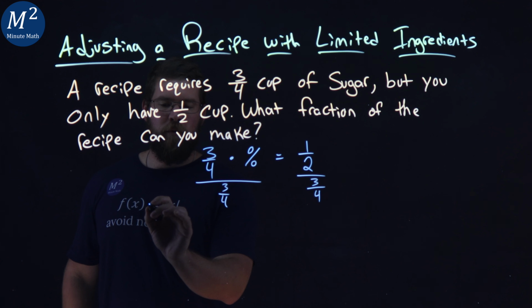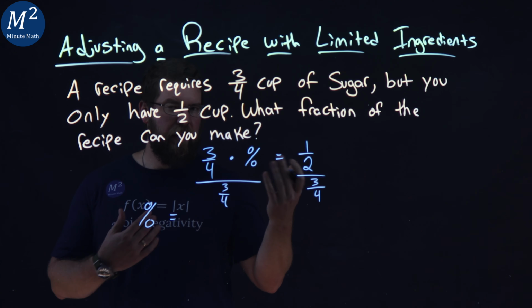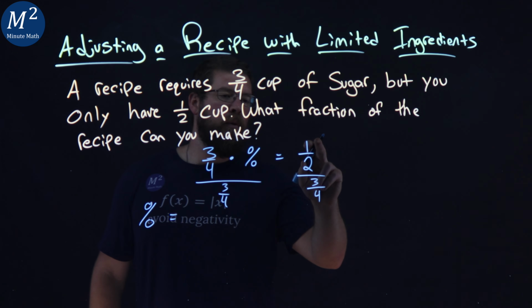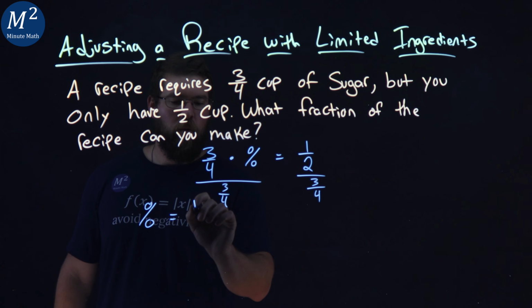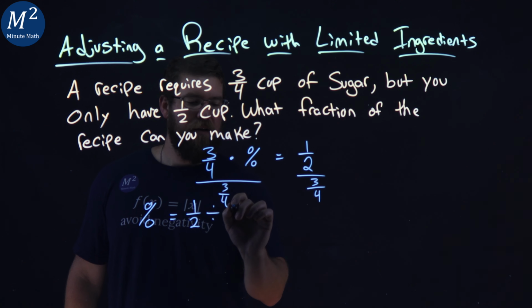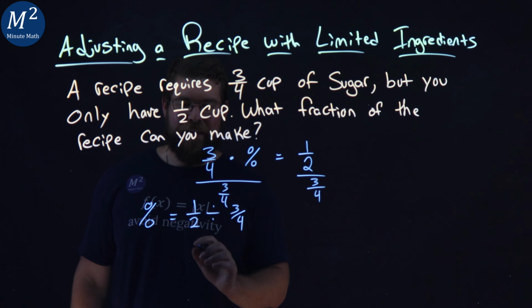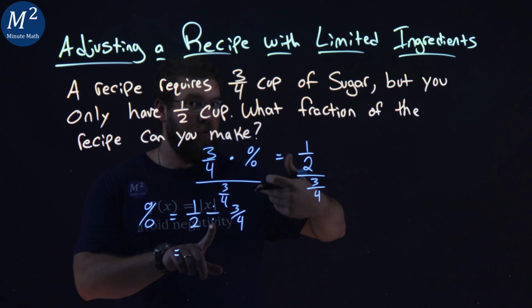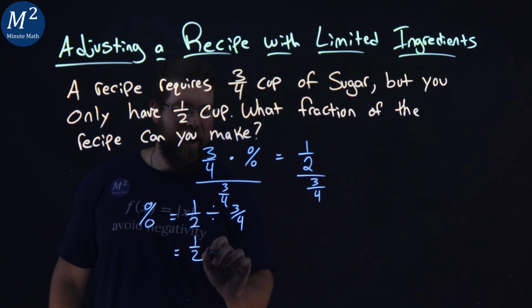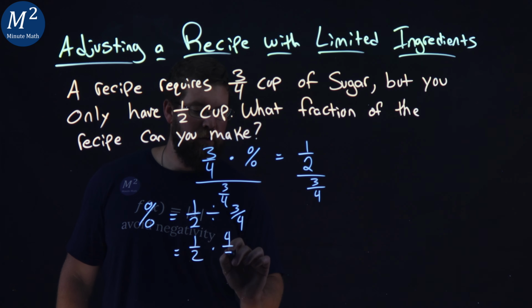So what we're looking for, that percent, which at the end we'll put as a fraction, is going to be 1/2 divided by 3/4. I like to write it like this because the same thing as division is multiplication by the reciprocal. So I have 1/2 multiplied by 4/3.